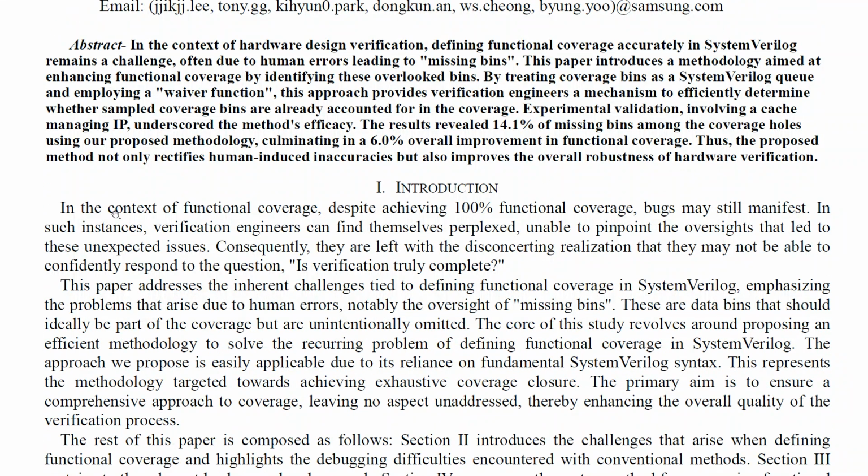Introduction. In the context of functional coverage, despite achieving 100% functional coverage, bugs may still manifest. In such instances, verification engineers can find themselves perplexed, unable to pinpoint the oversight that led to these unexpected issues. Consequently, they are left with the disconcerting realization that they may not be able to confidently respond to the question: is verification truly completed?